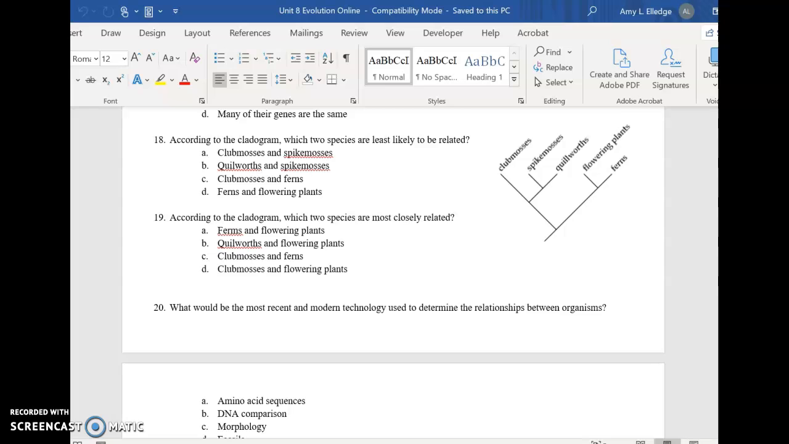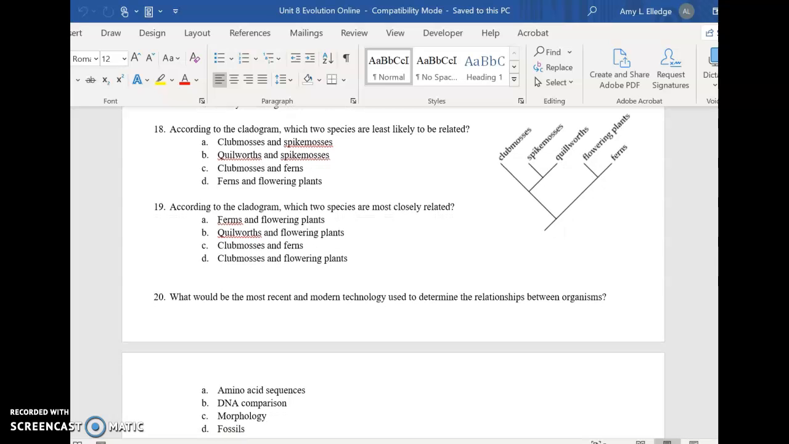18, according to the cladogram, which two species are least likely to be related? So if they're least likely to be related, they had to be separated for a very long time. So who do we have? We have club mosses and spike mosses. So we have to go back to here for their common ancestor. Quillworts and spike mosses, they're actually really recent in time. They're closely related. Club mosses and ferns. Whoa, you got to go all the way back there. That's our winner, right? Can't go any lower than that. So you should have C.